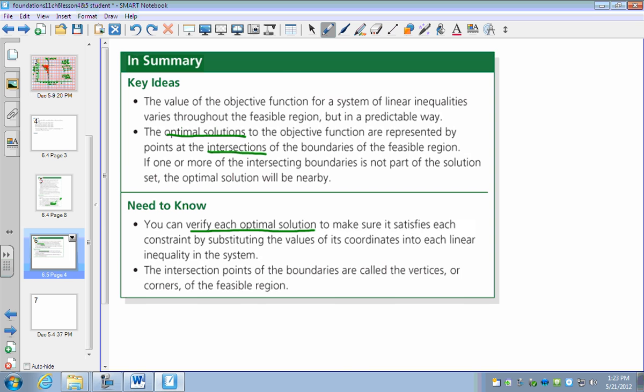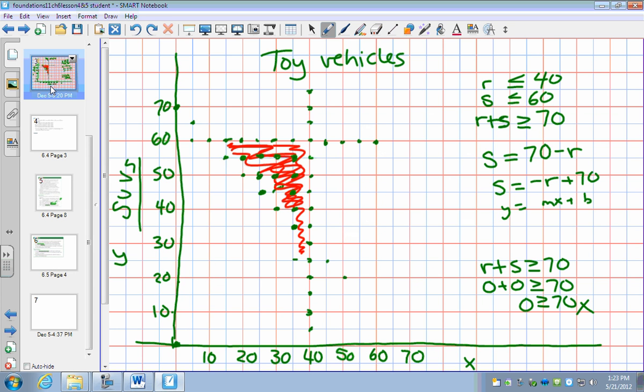Okay, so what we're going to do is we're going to test each of these points. So it looks like the intersecting points are going to be this point right here, which is 40 and 30. Another intersecting point happens right here, which is 40 and 60. And the final one happens at, looks like, 15 and 60.